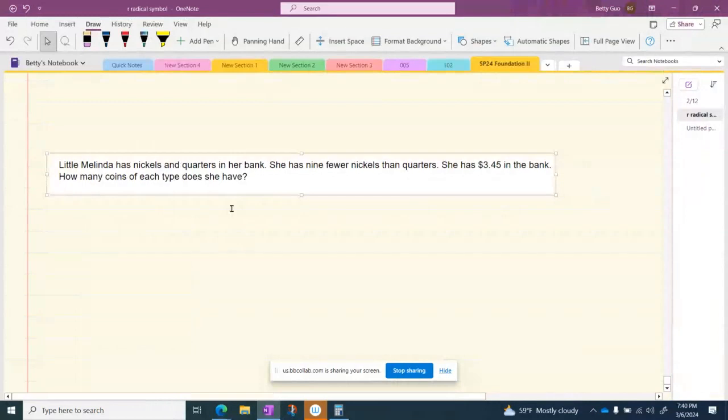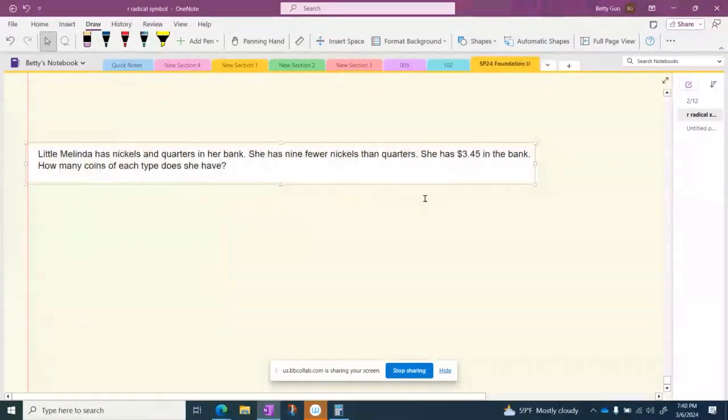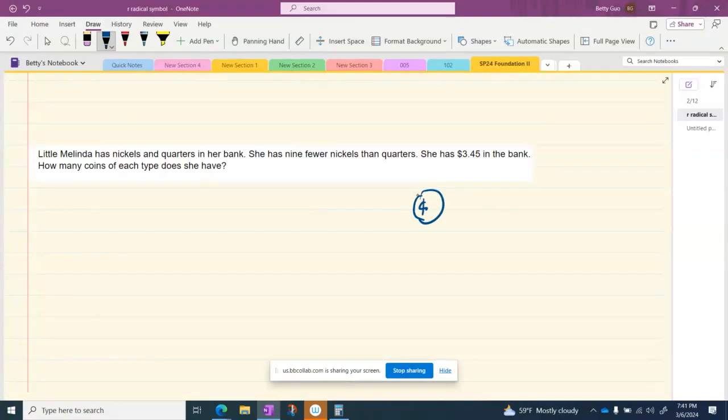Little Melinda has nickels and quarters in her bank. She has 9 fewer nickels than quarters. She has $3.45 in the bank. How many coins of each type does she have? Okay, so she has nickels, 5 cents. And quarters, 25 cents. Yeah, a quarter is bigger than a nickel.